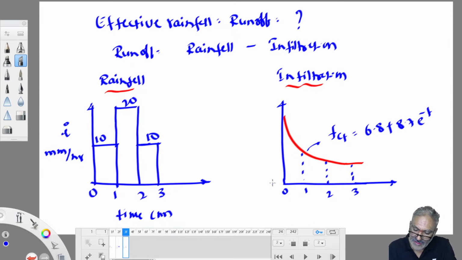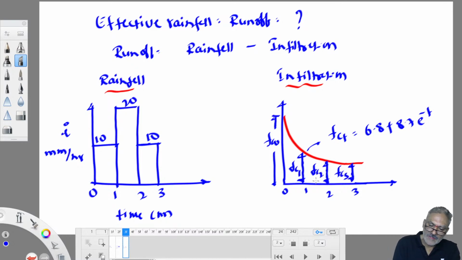What is this? Is this FC1? This is FC0, this is FC1, FC2, FC3. This is FC1 after 1 hour. This is FC2, FC3. This is FC0, FC1, FC2, FC3. I will work out: if I substitute t equal to 0, I will get FC0. If I substitute t equal to 1, I will get FC1. For t equal to 2, I will get FC2. For t equal to 3, I will get FC3.